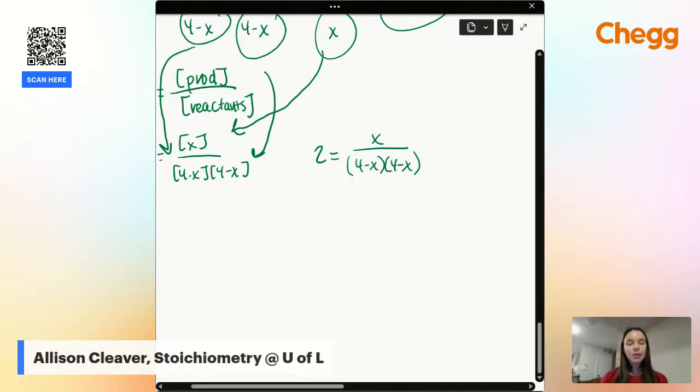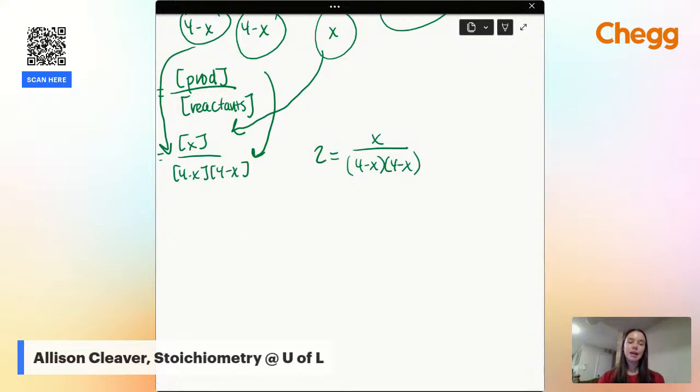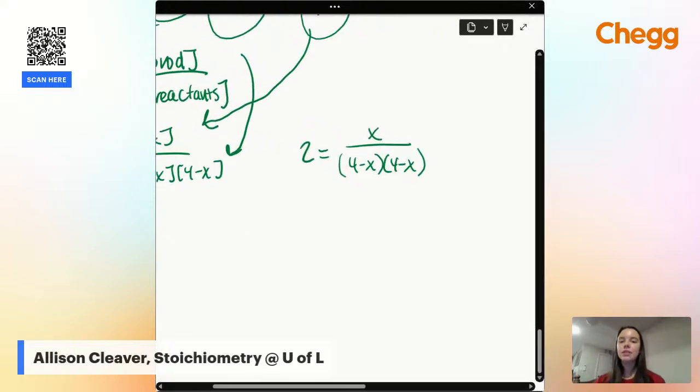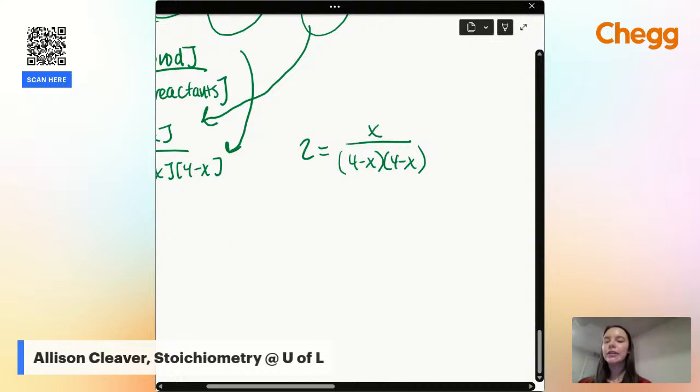If you do have any problems with that 2 coefficient, 3 coefficient that you want to go over, type those in the chat. I'd be more than happy to help. Now we're going to solve for x though. So we need to do some good old algebra.